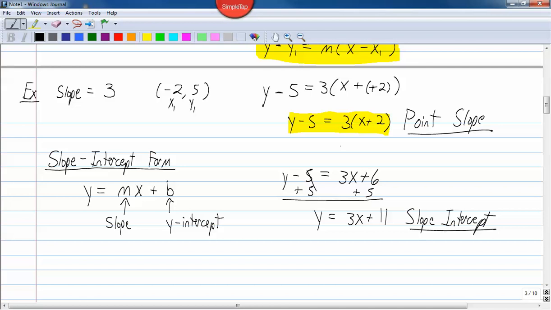That's not the only way I could get the slope-intercept form from the slope and a point, but if I'm going to have to know both of these forms of the equation of a line, why not just learn the formula for the first one, the point slope formula, and then remember, hey, if I make the point slope formula y equals, then that's going to be slope-intercept form. Okay?